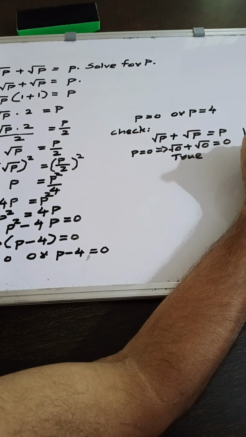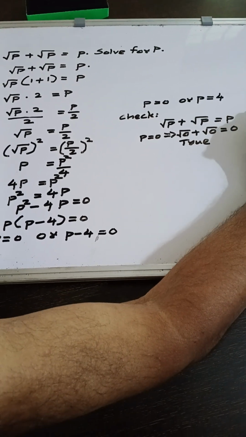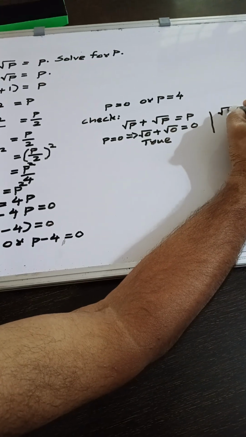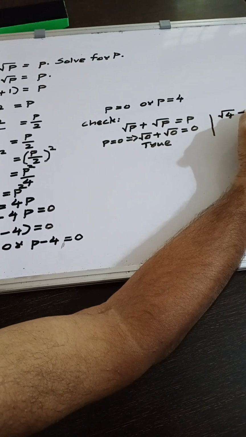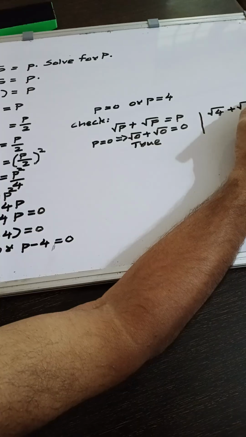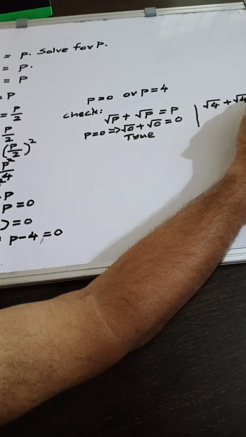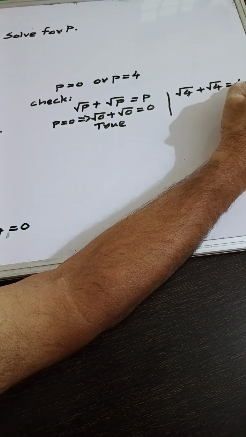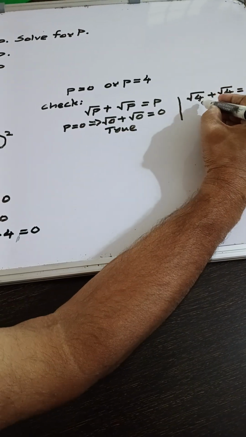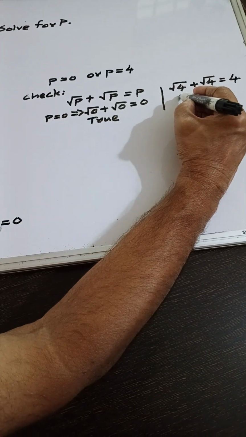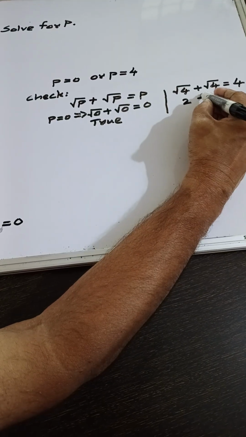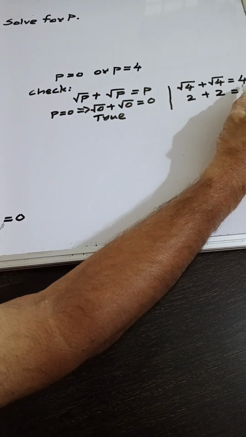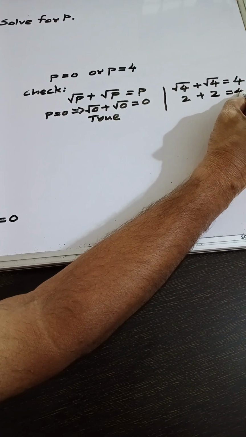Here, p equals 4. Root 4 plus root 4 equals 4. Root 4 means square root of 4, which is 2, plus square root of 4, which is 2, equals 4, which is true.